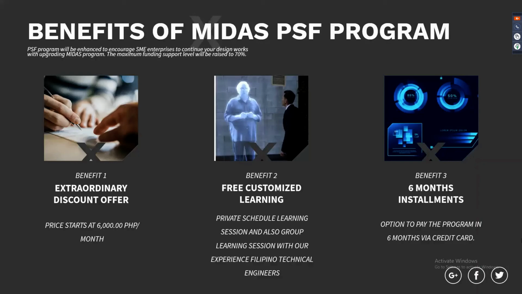And then the third benefit would be giving the approved applicants a 6-month installment payment. So they have the option to pay for the program with an extraordinary discount offer within 6 months, and they can pay it through credit card.